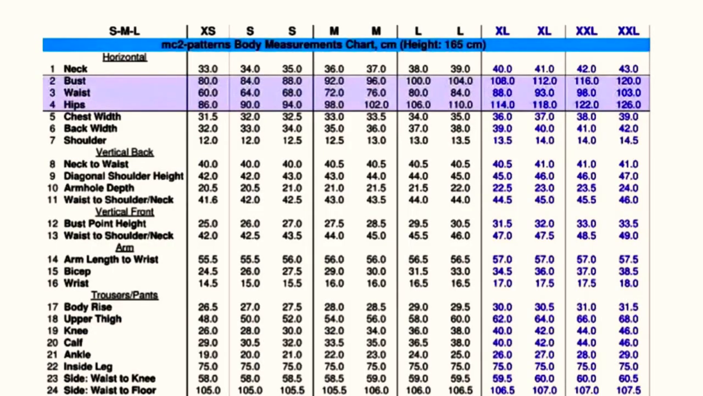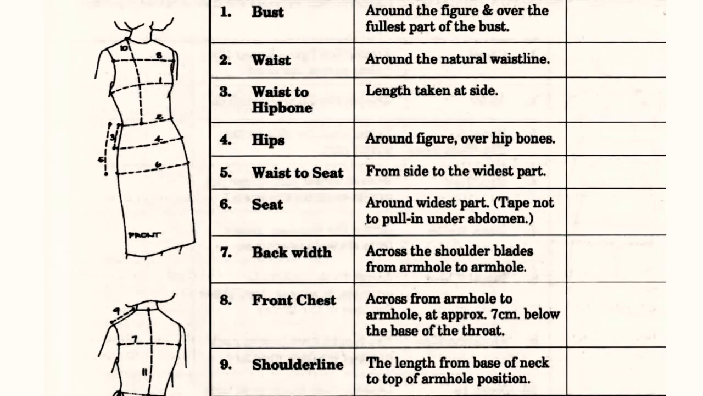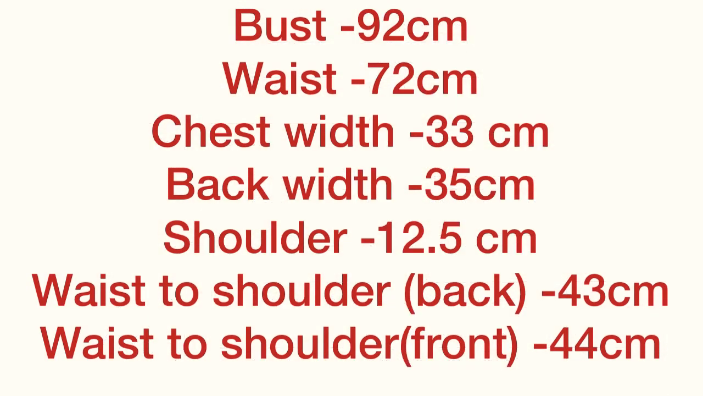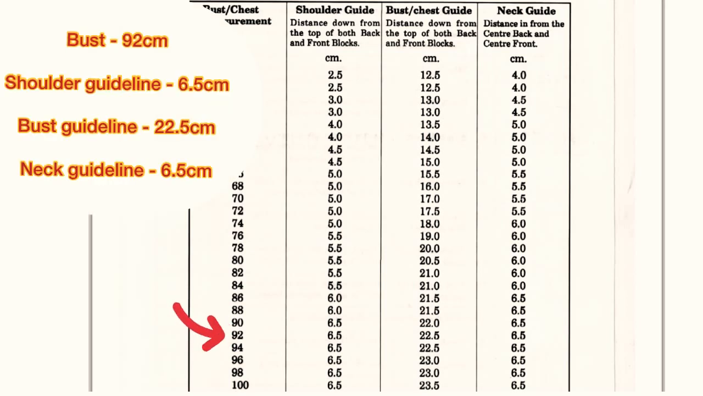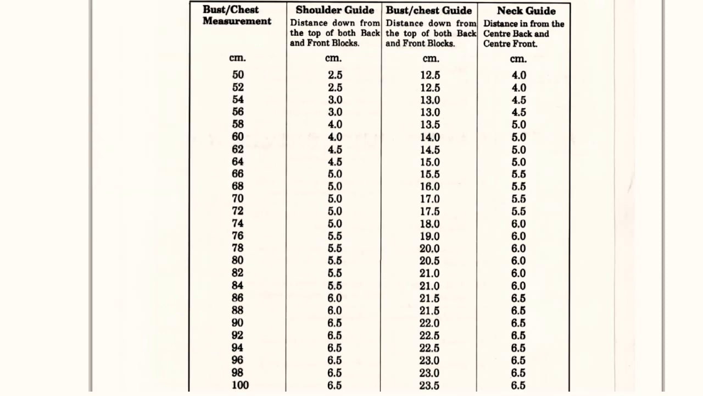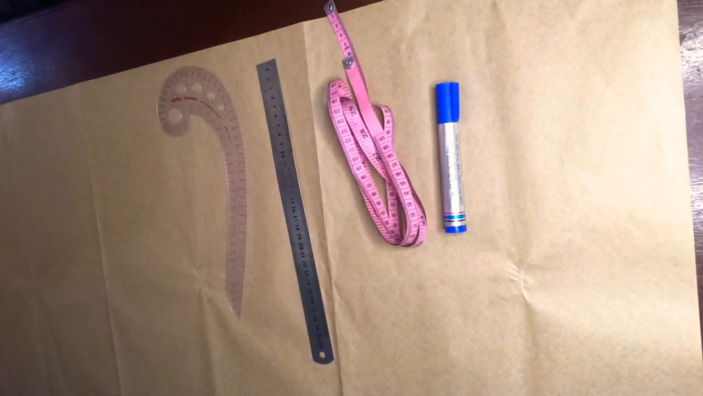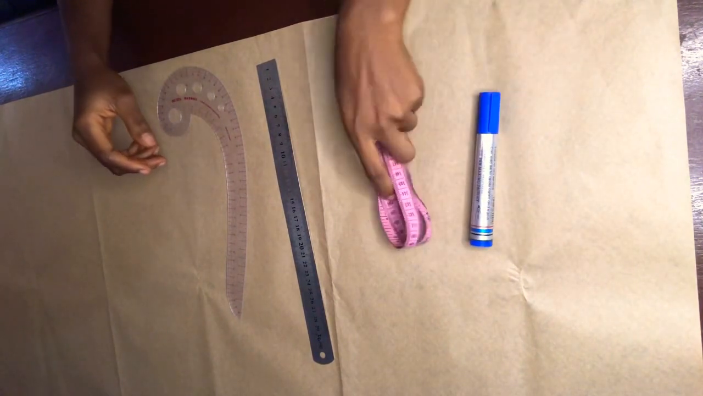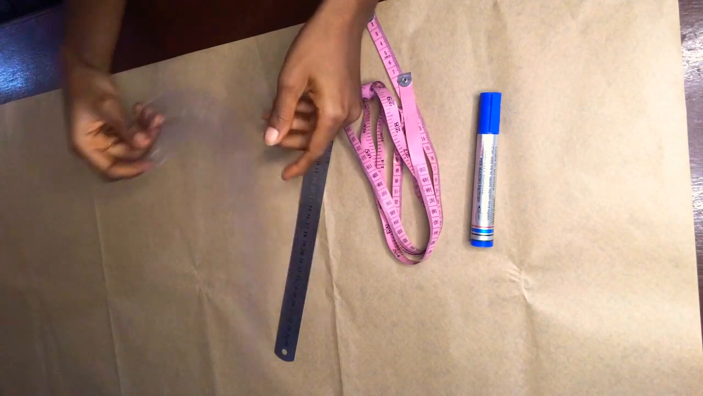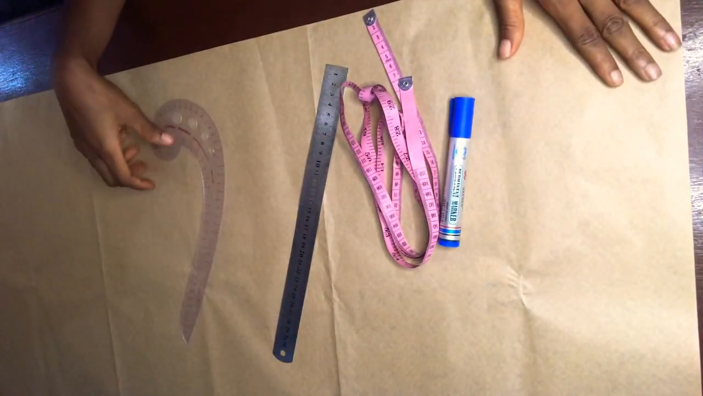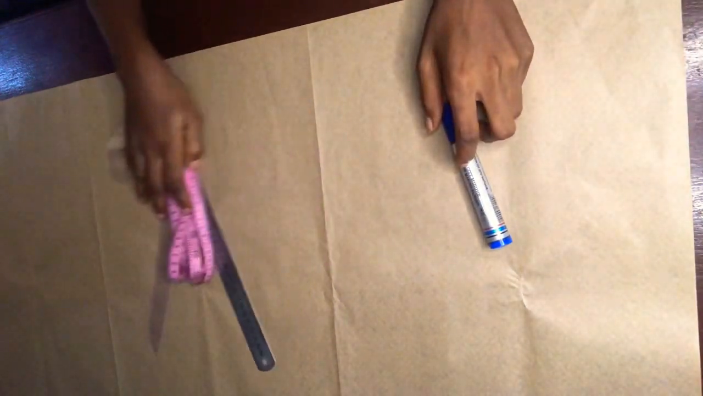I would be using this measurement chart, using the medium measurement, and these are the measurements I'll be needing for the pattern extracted from the chart. And also I'll be using the shoulder guideline, bust guideline, and neck guideline. So first things first, you get your marker ready, your tape rule, your ruler and your armhole curve, and also get your brown paper or pattern paper, anyone you have.